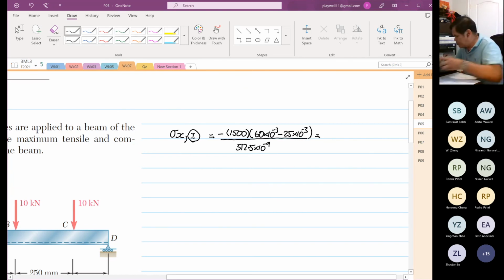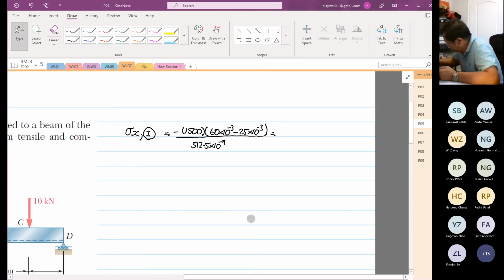So this will be equal to (60 times 10 to the power minus 3 minus 25 times 10 to the power minus 3) times 1500 divided by 512.5 times 10 to the power minus 9. So I get minus 102.439 times 10 to the power 6 Pascal.